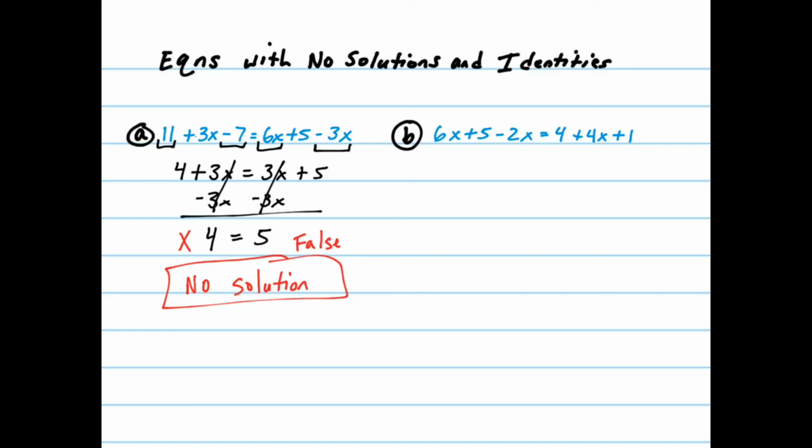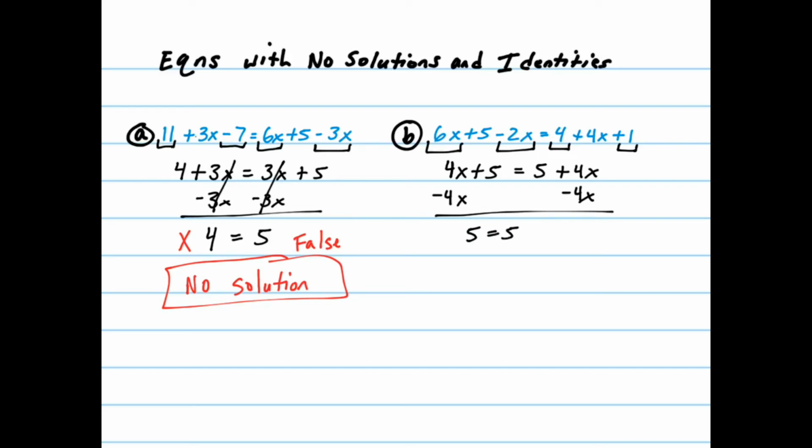Question B, same idea. We've got 6x plus 5 minus 2x equals 4 plus 4x plus 1. So let's clean up the two sides. We've got like terms. So 4x plus 5 equals, in this case, 4 and 1 on the other side. That becomes 5 plus 4x. They already match. They're just written differently, so we kind of know where this is going. Subtract 4x. And we've got 5 equals 5. Well, this matches, and this is true. 5 is always going to be equal to 5, so this is an identity. I spelled that wrong. There we go.